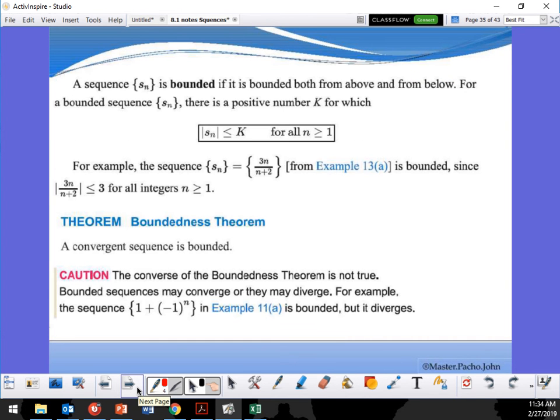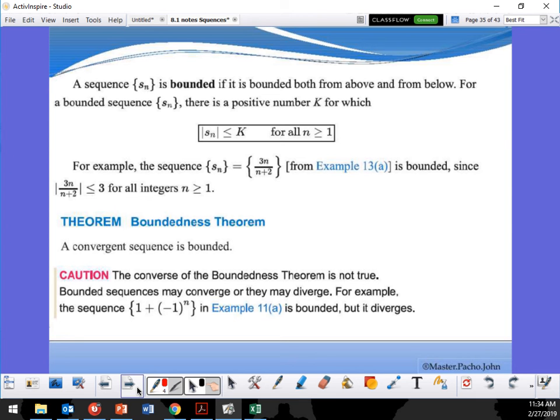I gotta go back and re-look at my notes. A sequence S of n is bounded if it is bounded both from above and below. For a bounded sequence, there is a positive number k for which S of n is less than or equal to k. Okay, so that's going to be my bounded above and below for all n's that are greater than or equal to 1.